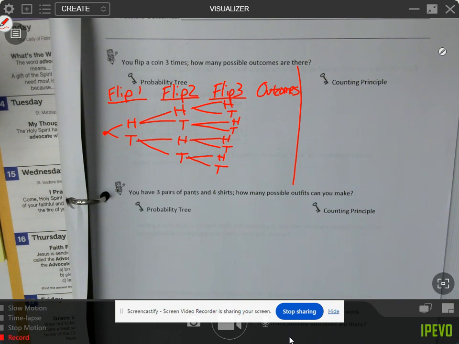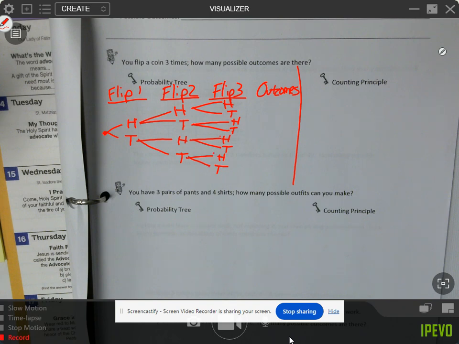So heads or tails for my first flip. Then I go to my second flip. If I flipped heads that first time, I could flip heads or tails. If I had flipped tails that first time, I could flip heads or tails the second time. So we're just following each path, saying, okay, if I flipped heads, heads, then what could I get? If I flipped heads, tails, what could I get? If I flipped tails, heads, what could I get? And if I flipped tails, tails, what could I get?